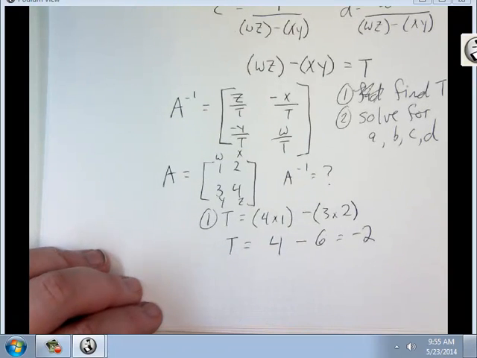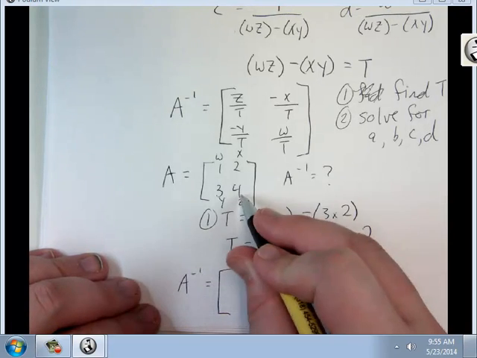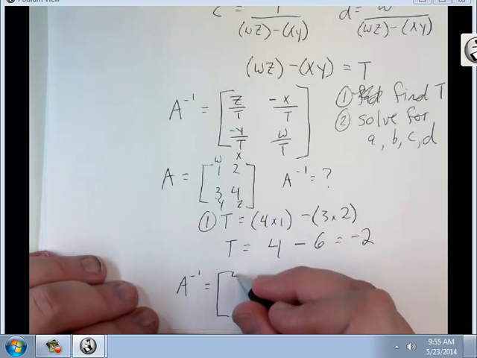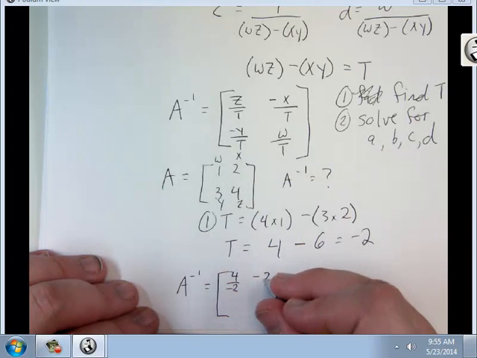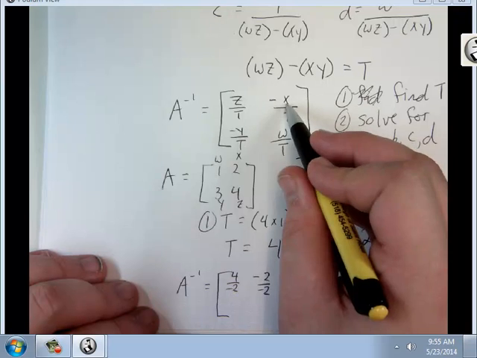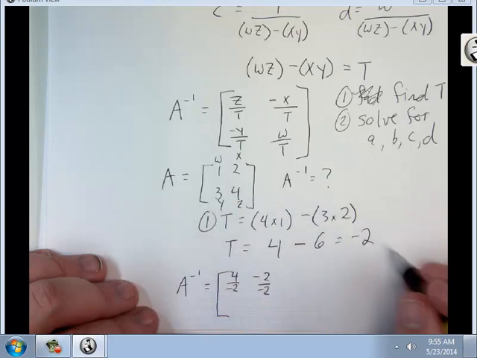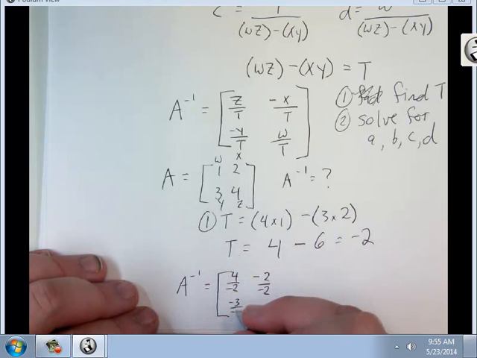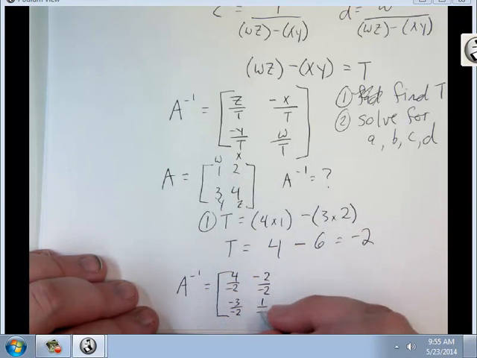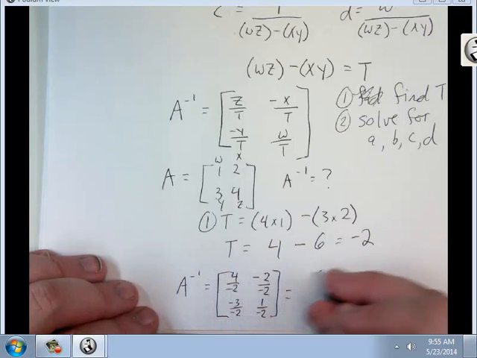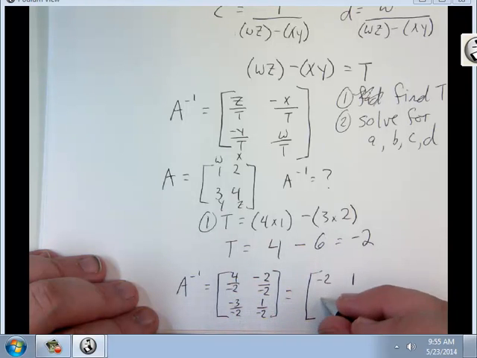So A to the minus 1: Z over T, 4 over negative 2, negative 2 over negative 2 for this one, negative 3 over negative 2, and then 1 over negative 2. Which, of course, we can do some reducing. We get negative 2, 1, 3 over 2, negative 1 over 2.